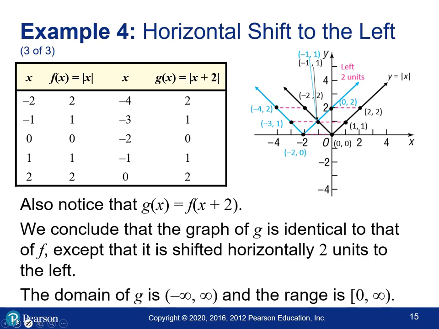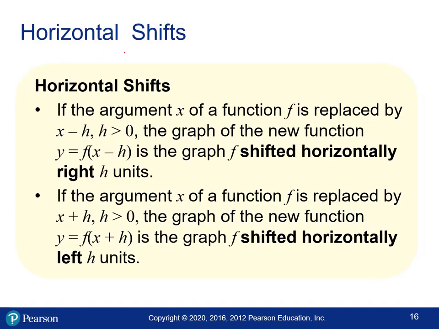And now the domain and the range, they actually didn't change. Even though we shifted left, it's still the same thing. We can plug in all real numbers, negative infinity to infinity. And then we didn't move up or down, so the range was still 0 to infinity. Okay, so here let's summarize this next transformation.